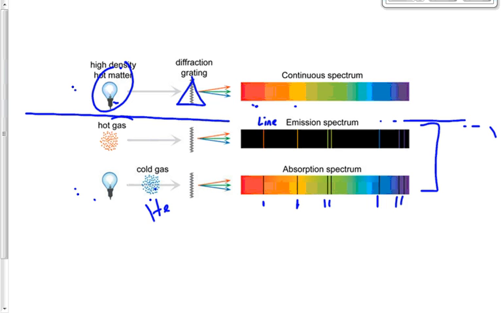There's lots of other applications. Any time, basically, that you want to know the composition of an unknown gas, you can do spectroscopy on it. You can look at the spectrum that's produced by that unknown gas and compare it with known spectra. And you can determine what's in it.